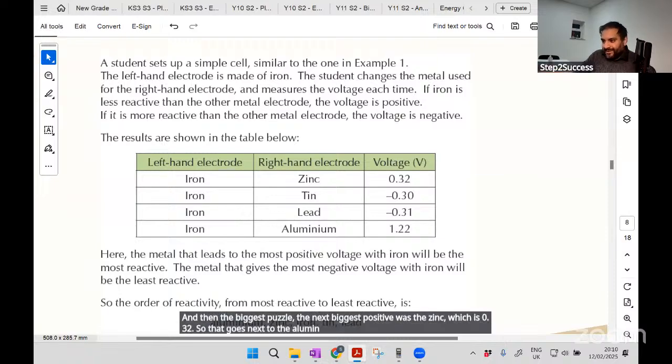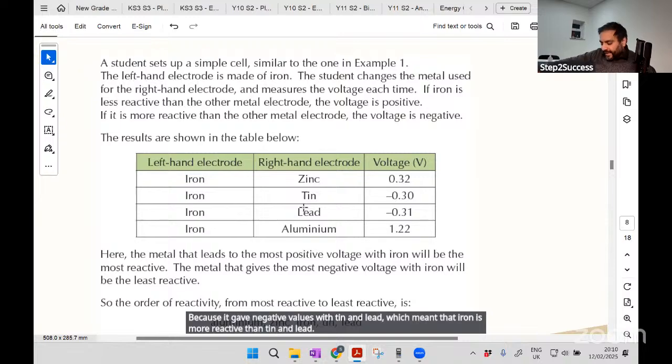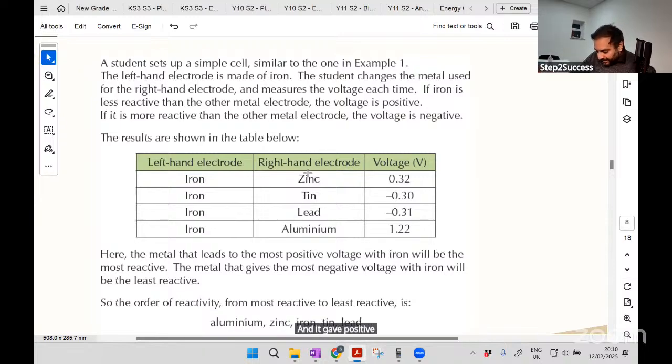Now, iron goes in the middle. So iron is kind of the bit where the change happens, the positive to negative. Iron ends up being in the middle here because it gave negative values with tin and lead, which meant that iron is more reactive than tin and lead. And it gave positive values with aluminium and zinc, which means it's less reactive than aluminium and zinc.